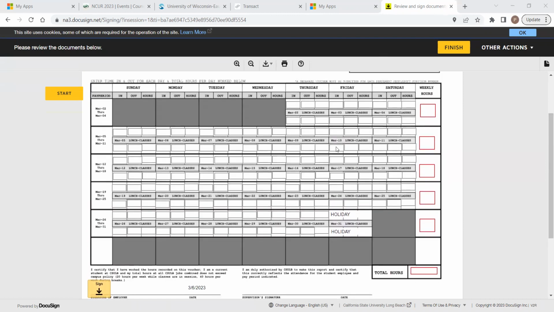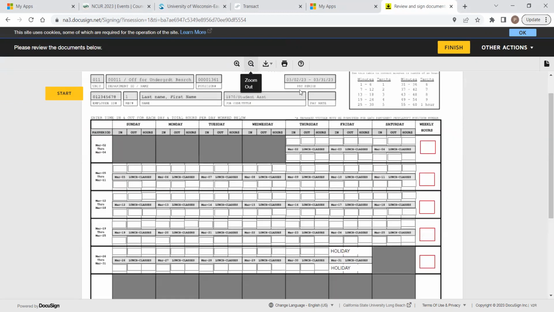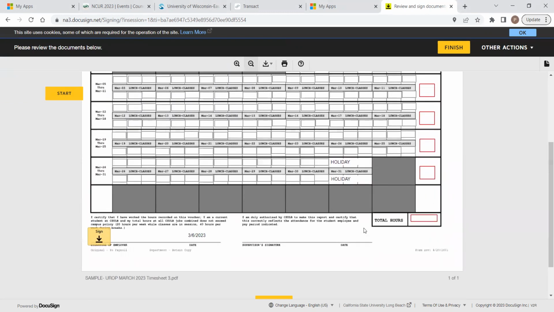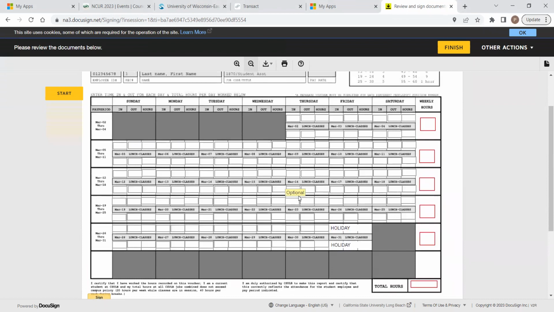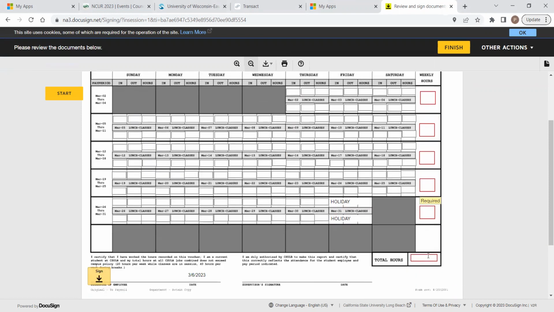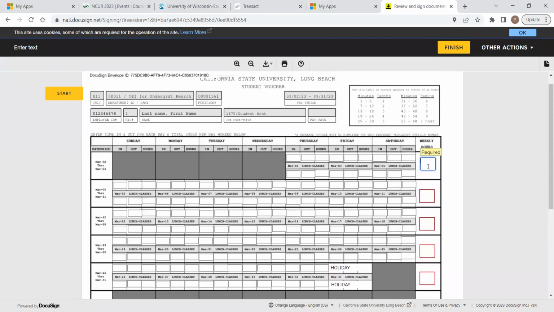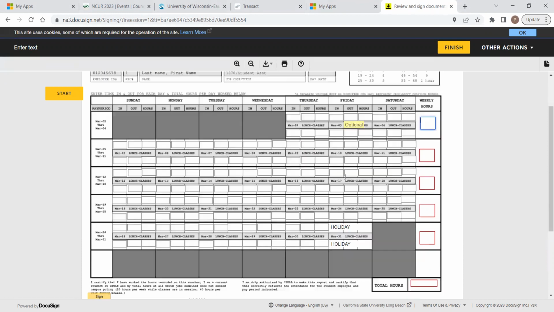So as you can see right here, this is the full timesheet. I'm going to zoom out a little bit if I can. Okay, this is as far as it'll zoom out. So really quick, if you notice, these boxes over here are grayed out, and then these ones over here are red. And the reason for this is because on the red boxes, you're actually required to input something compared to the gray ones. It's optional.